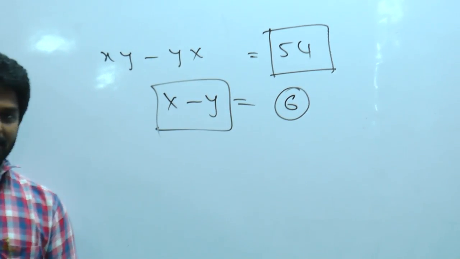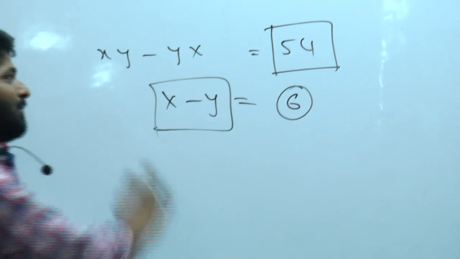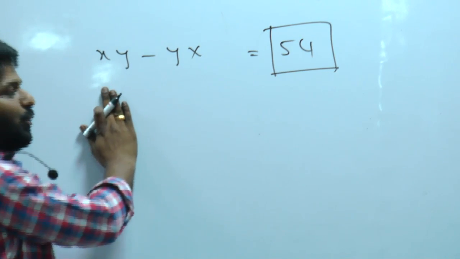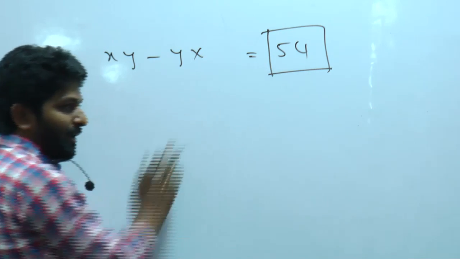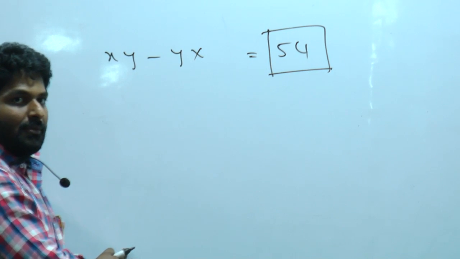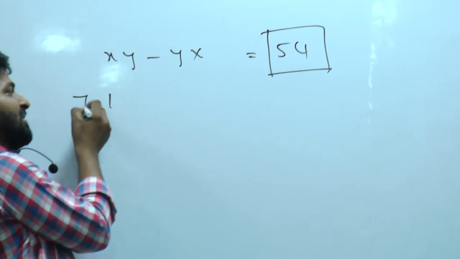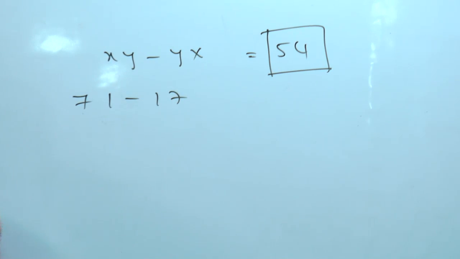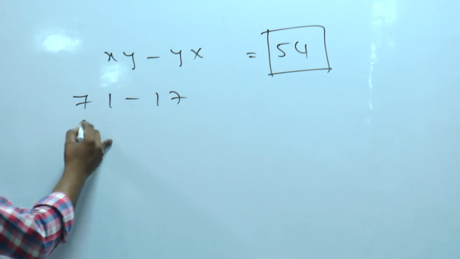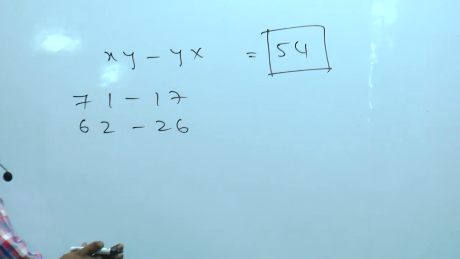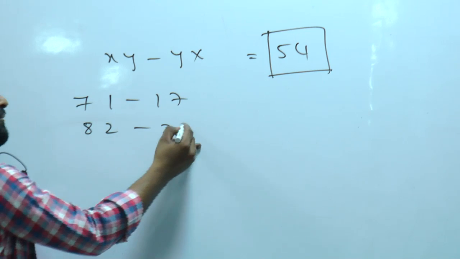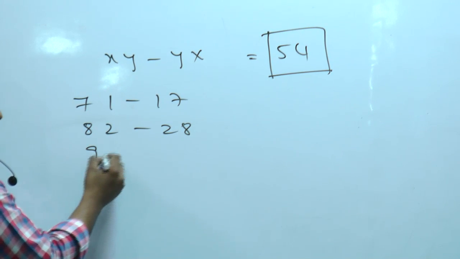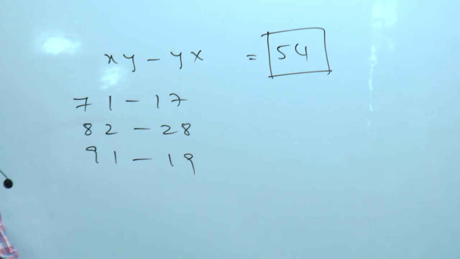Else you'll have to form numbers. A two-digit number and the number obtained by interchanging the digits, that difference should be equal to 54. Like that you need to form numbers. 71 and then 17. Take the difference. 62 and 26. No, wait. Difference is 6, right? 82 and then 28. 91 and then 19. For all these numbers, the difference will be 54.